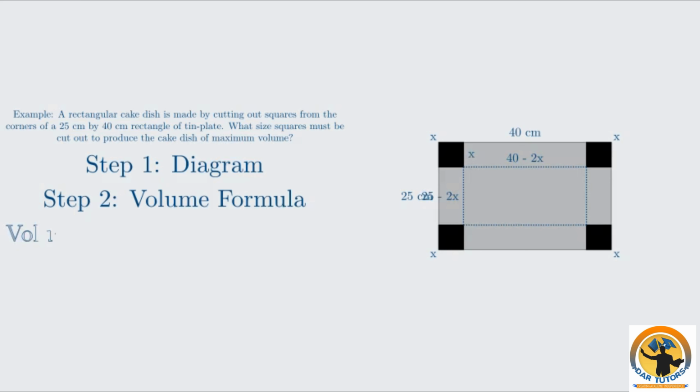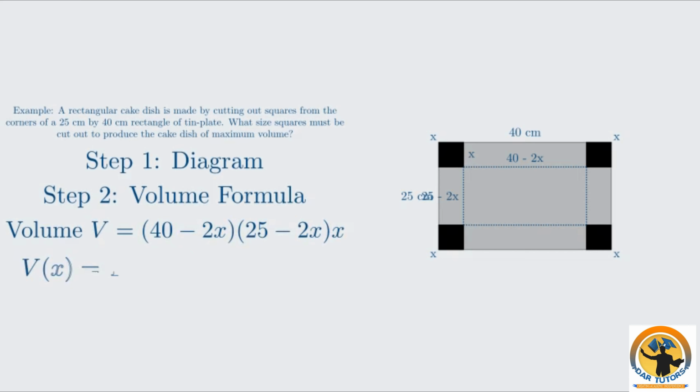So, the volume V is length times width times height, which is (40 minus 2x) times (25 minus 2x) times x. Expanding this, we get V of x equals 4x cubed minus 130x squared plus 1000x.